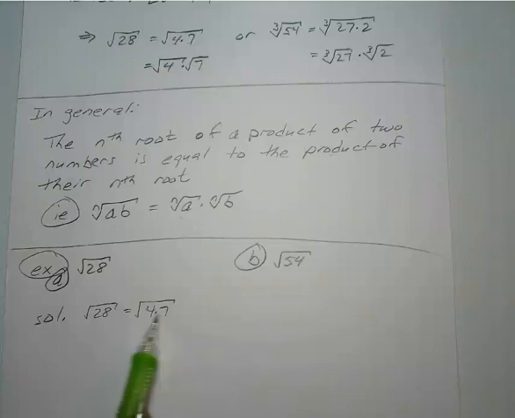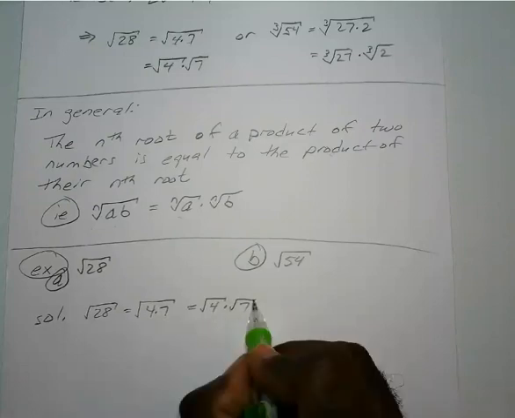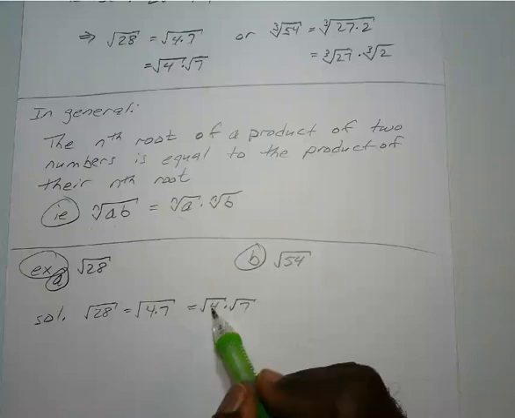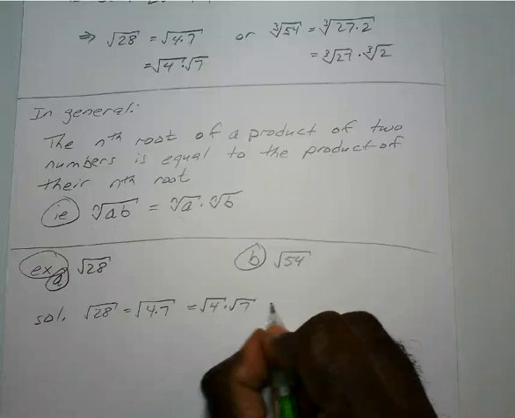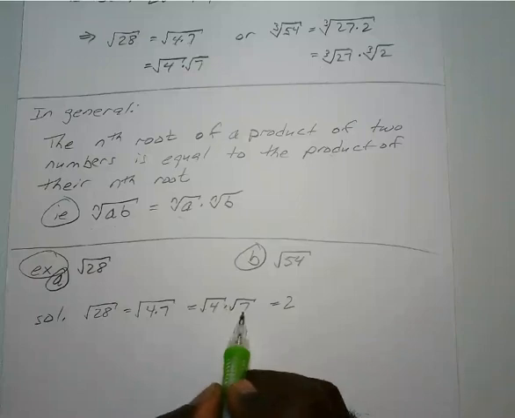Square root of 4, remember, we know it's positive or negative 2, but when simplifying, we're just going to go with the positive value. So the square root of 4 is equal to 2. And the square root of 7, that 7 is not a perfect square, so we're just going to leave that as the square root of 7. Okay, so the square root of 28 simplifies to 2 square root of 7.